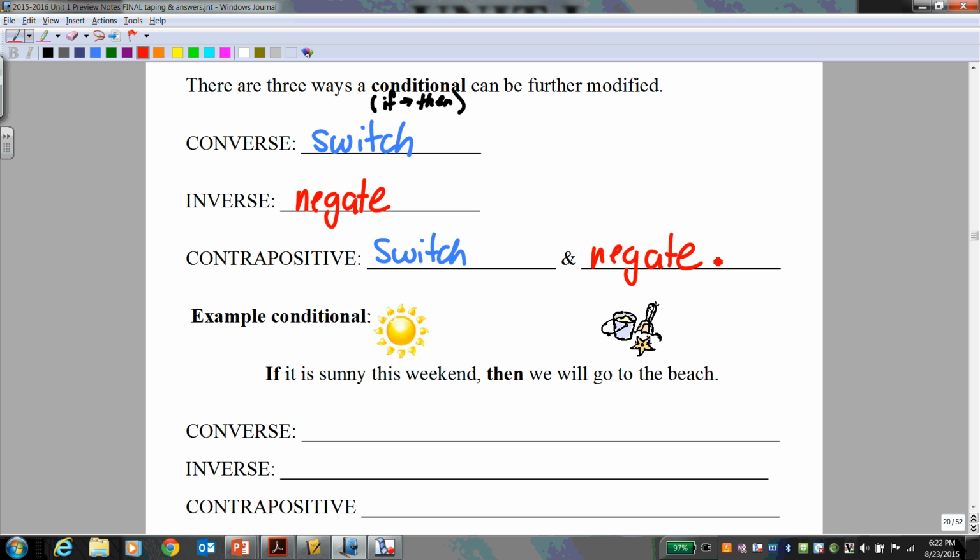Converse, inverse, contrapositive. Converse, you switch the order. Inverse, negate or say the opposite of. Contrapositive, you switch and negate. This will make sense as we do the examples.